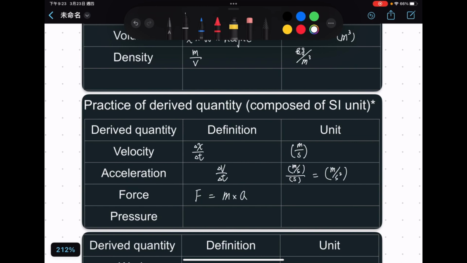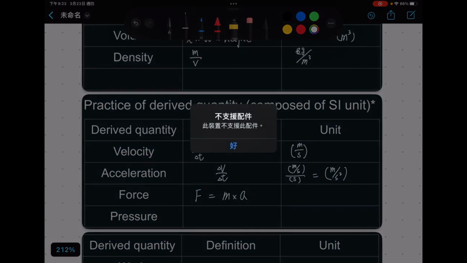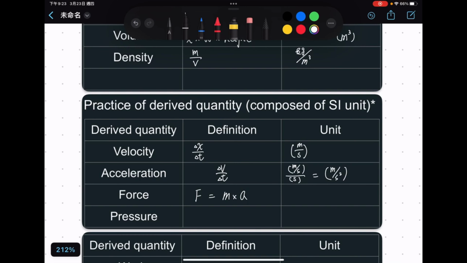So the unit we usually use is the Newton, but now we can say it in SI units. The mass is in kilogram, and the acceleration is in meter per second square. So this is composed of SI units. I know you are familiar with the Newton, but now in SI units we will use the left hand side here.